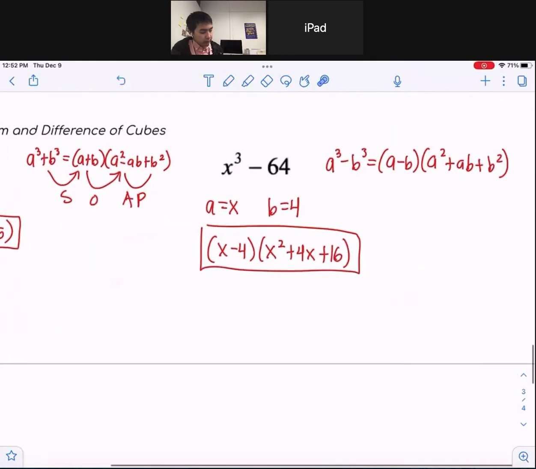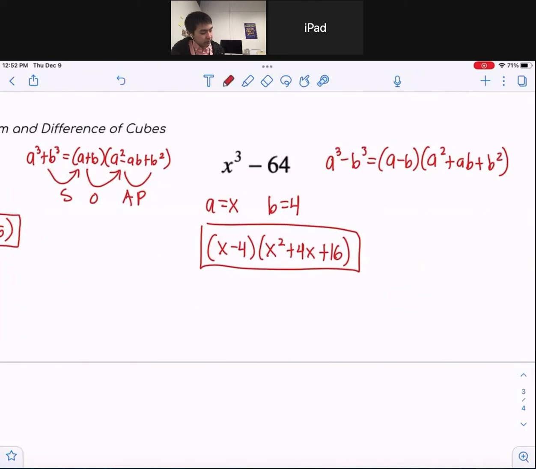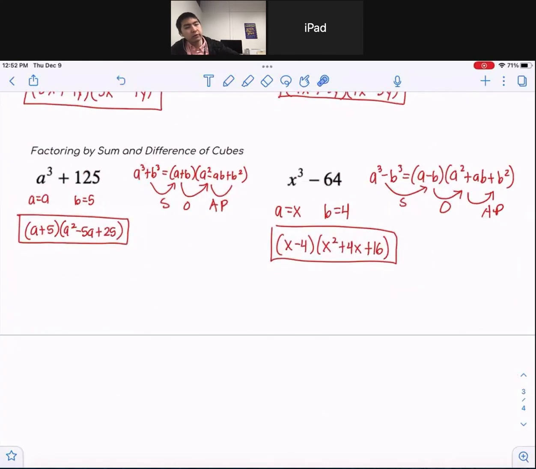And same thing for this one over here. Same sign. This just helps you to remember it. Opposite, always positive. Cube root of this, what times what is x to the third? X. What times what is 64? 4. And then plug these into here, you guys. X minus 4, because that's a minus b. X to the second power, a times b, 4 times x is 4x, and b squared is 4 times 4, which is 16. So hopefully this is a nice review, guys, for go over.